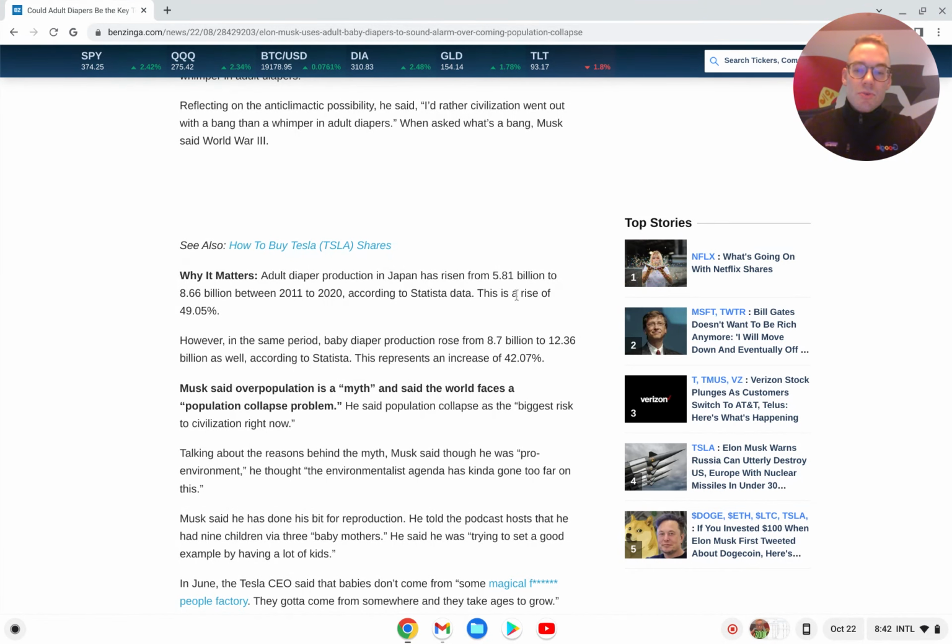So this is representative of a large increase in elderly population. And as you can see, the rise here was 49%. And if we compare this to the increase in baby diaper production, we can see that the increase only represents 42%. So the elderly population is increasing faster than the younger part of the population. So we're seeing a large part of the population being older and older. And you can really feel this in the West.